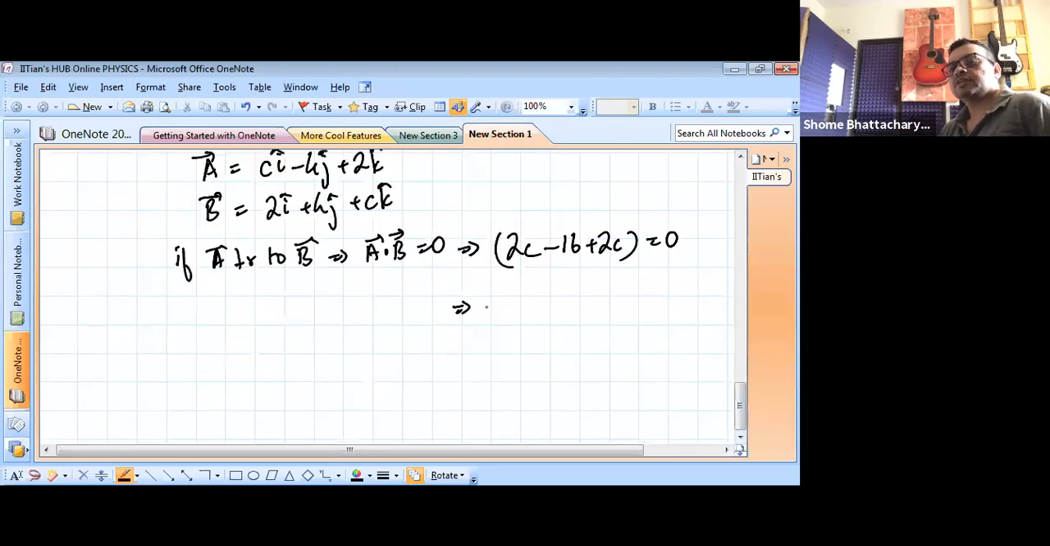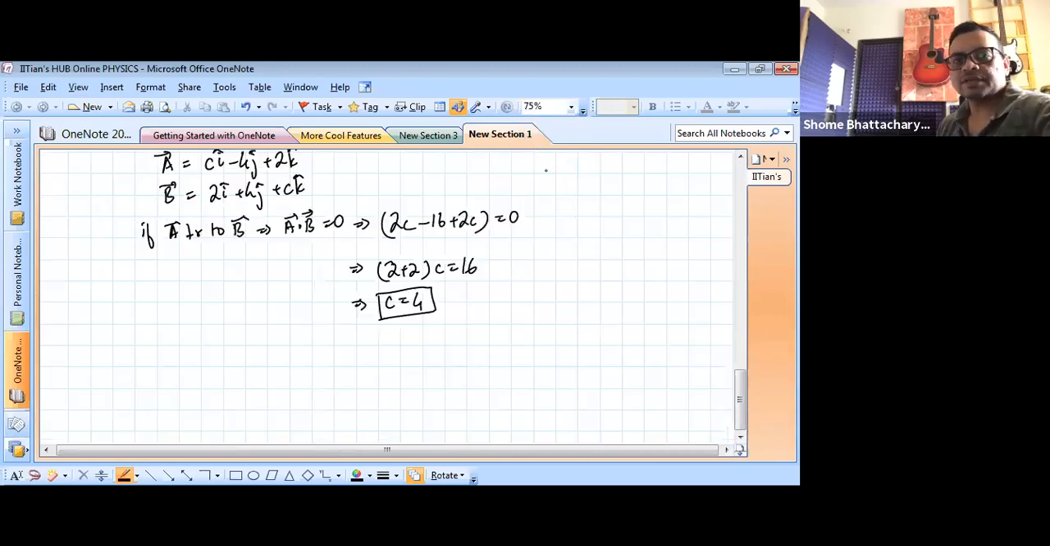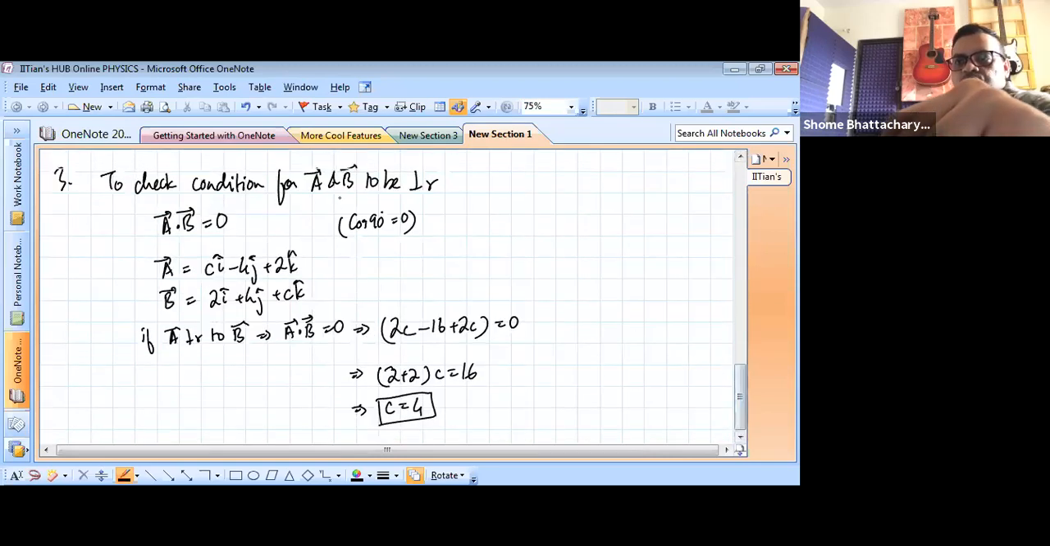So that was the correct answer. 2 plus 2C should be equal to 16, or you can say that C should be equal to 4. You can also do it by the triangle law method, but that will be a little more lengthy in comparison. Which is why I'm saying that from now on you should remember the easiest way to check the condition for two vectors to be perpendicular, especially when the vectors are given in component form, is that this dot product should be 0.